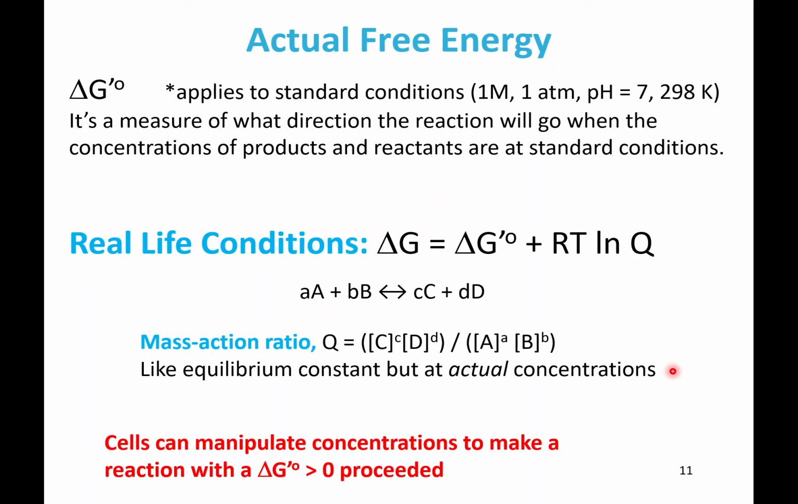This is actually a very important equation because even with a reaction that has a positive delta G naught prime, a reaction that would not be spontaneous at standard state conditions, cells can manipulate the concentrations of the products and the reactants in such a way to make this term cancel out the positive delta G naught prime and get a negative delta G value. So cells can really perform some magic or trickery to get these normally non-spontaneous reactions to go.